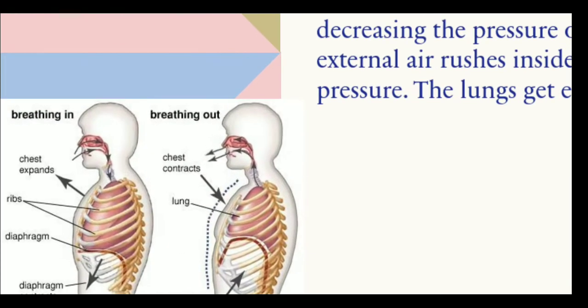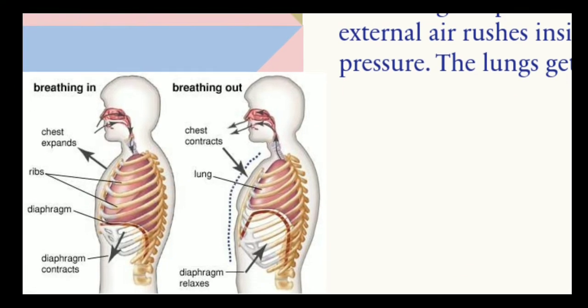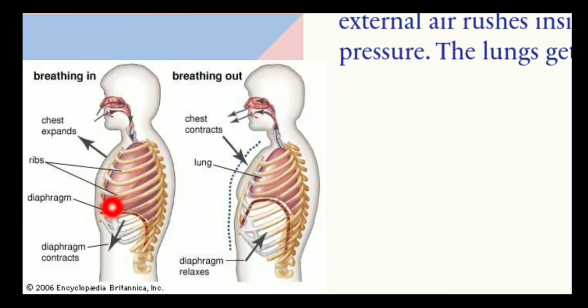So over here in this diagram you can see that the diaphragm is contracted and the rib cage expands, and as a result the air enters inside the body.